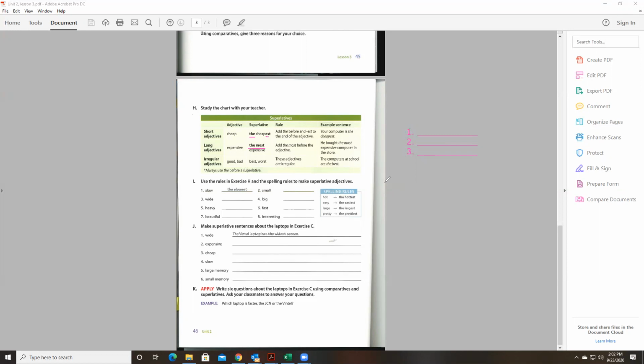Okay, so now let's look at the irregular adjectives. For example, good and bad. Okay, these adjectives are irregular. So you will add the word the in front of them. Okay, good is now best, bad is now worst.